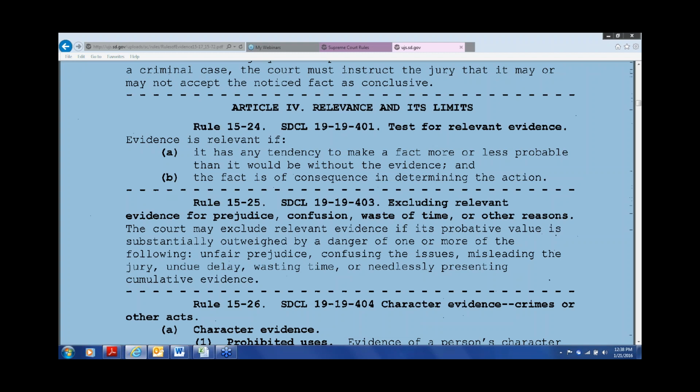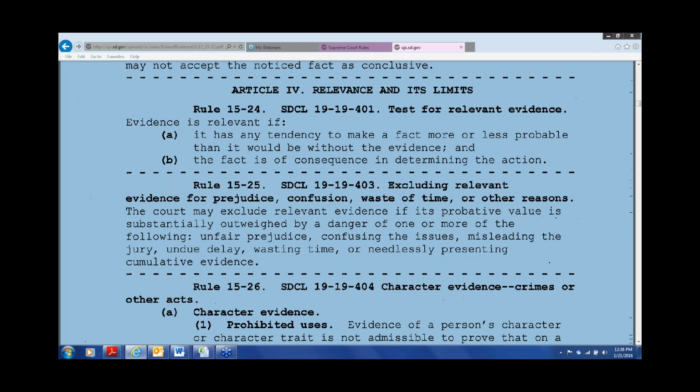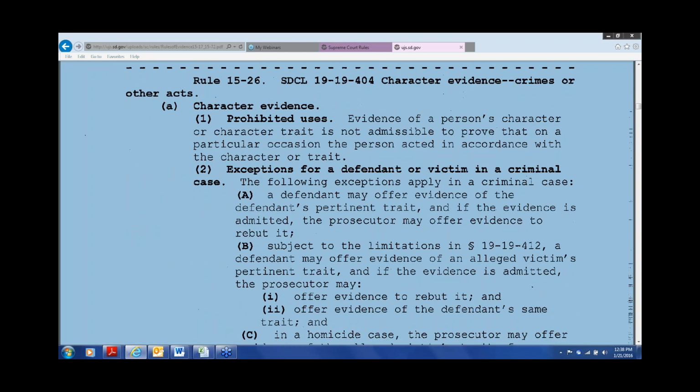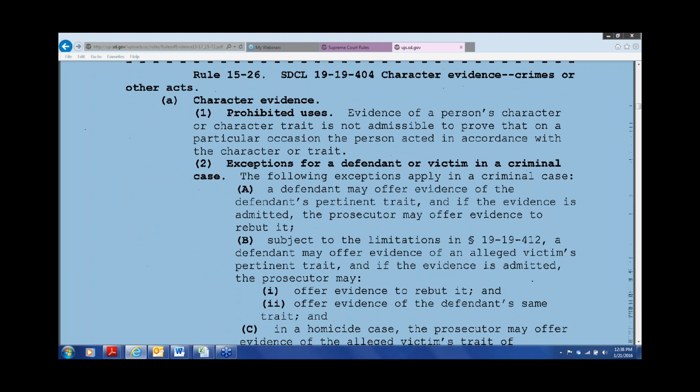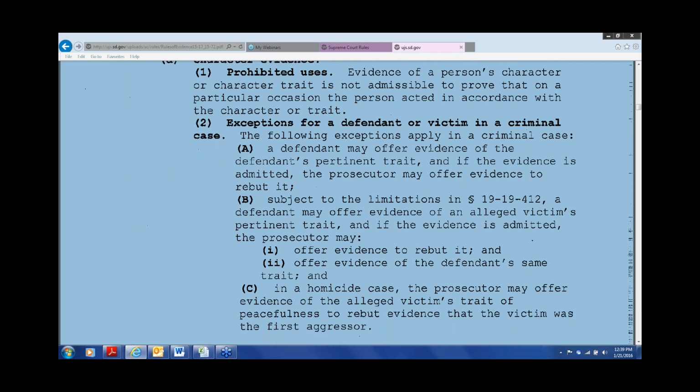Article 4 deals with relevance, and there are some changes here. We adopted the basic language of the federal rules for Rule 401, 402, and 403. When you come to Rule 404, there are a couple of things that you might want to take note of. Rule 404 deals with character evidence. If you've got the rule there ahead of you, look at 404(a)(2): the defendant in a criminal case can put his or her character in issue. That's fine. Under subsection (B), the defendant can also offer evidence about the victim's character.